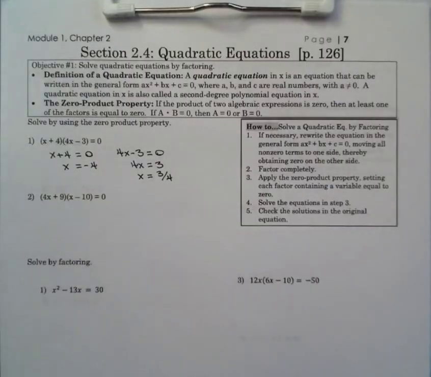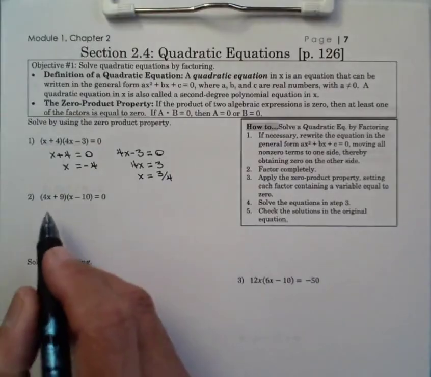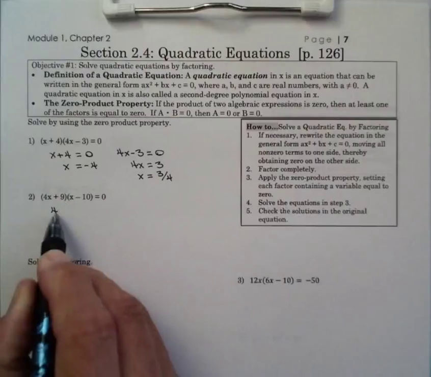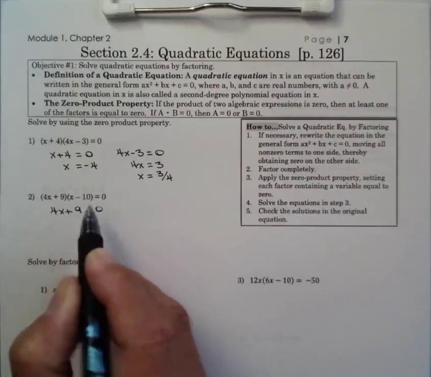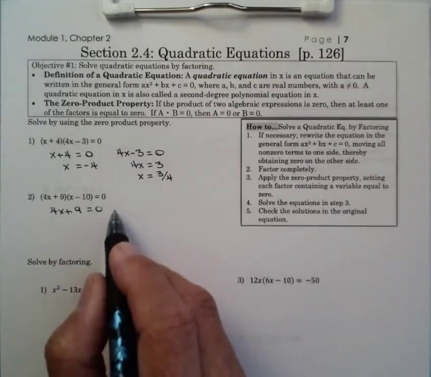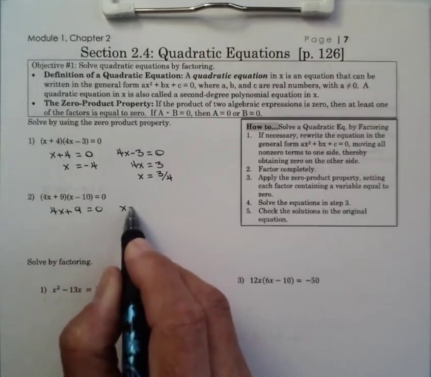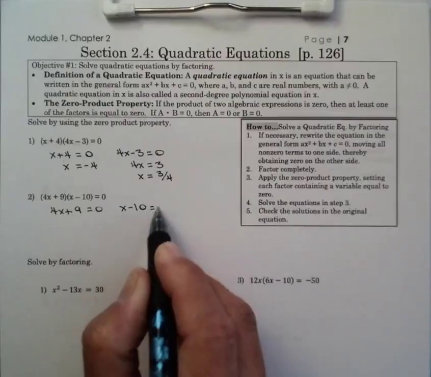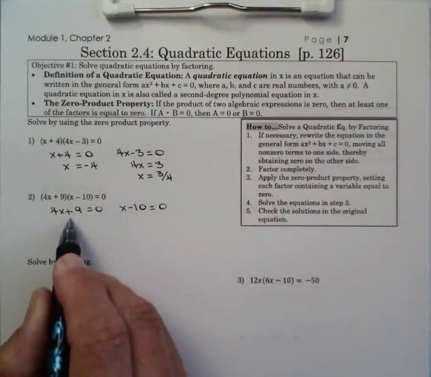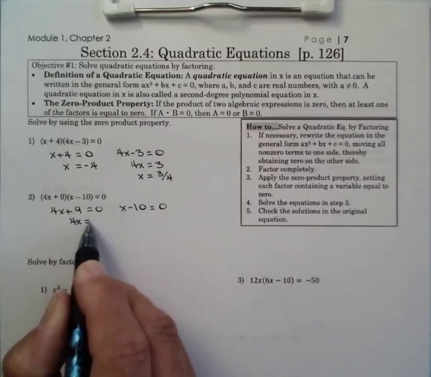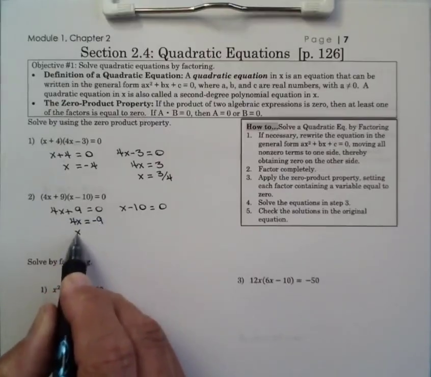Let's take a look at the second one. It's also been factored for us, so we've already taken that step. Let's go ahead and set those factors equal to 0 because the product of those factors is equal to 0. And x minus 10 equals 0. And let's go ahead and solve. We'll subtract 9 from both sides over here, and then we can divide by 4.